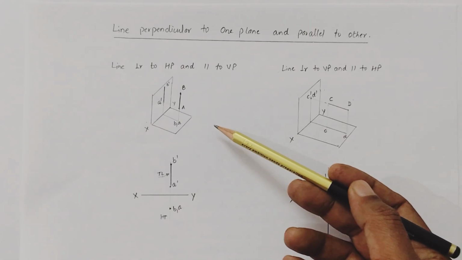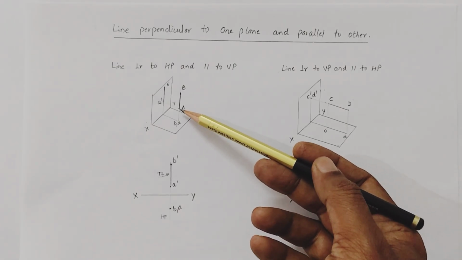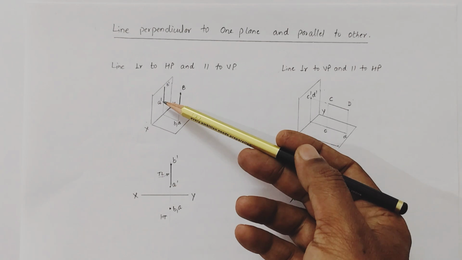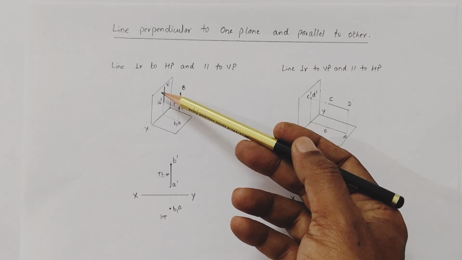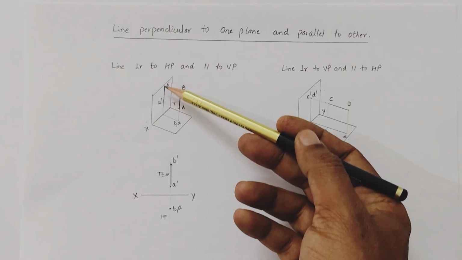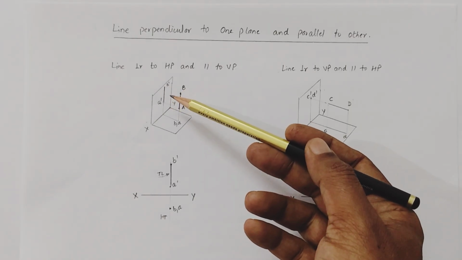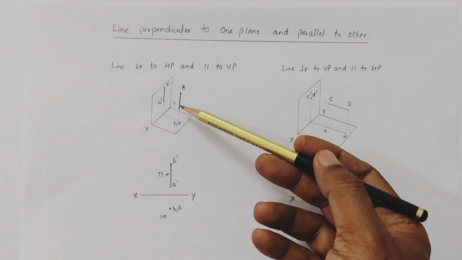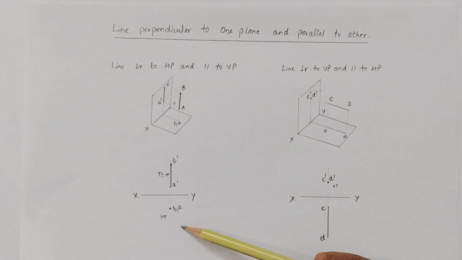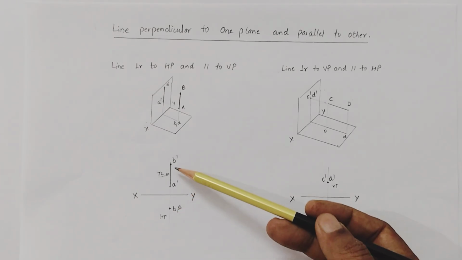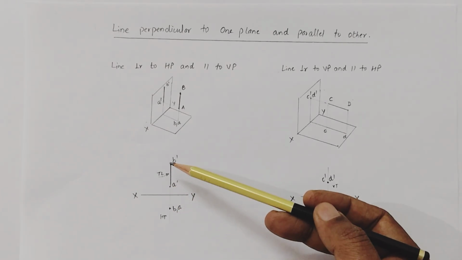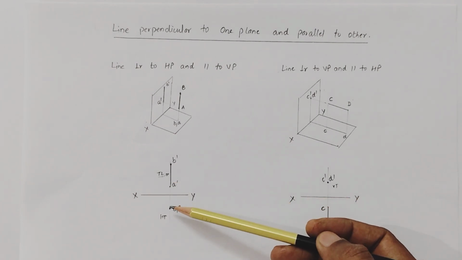Similarly, when we view from this angle, that is the front view, the projection of A will be a dash, and also for point B we get b dash here. When we join these two points, it gives us the front view of the line when the line is perpendicular to HP and parallel to VP. Similarly, we can show this in the two-plane system with X and Y. The projections a, b overlap in the top view, and we get the front view a dash b dash, which is perpendicular to XY.